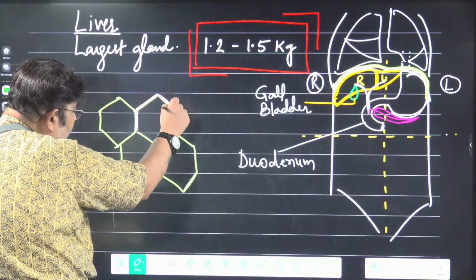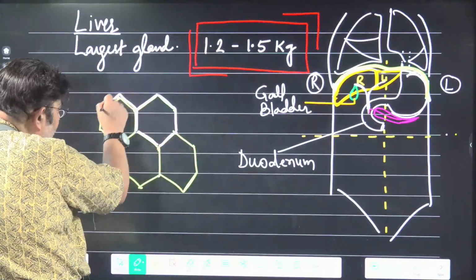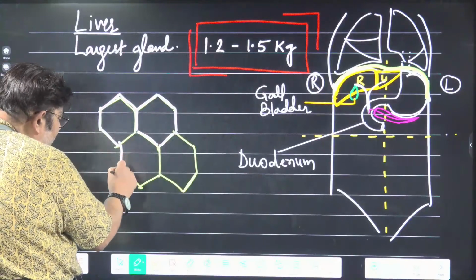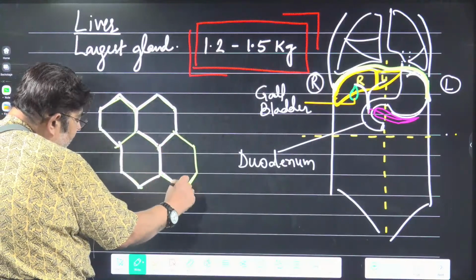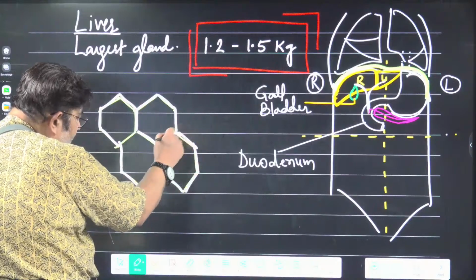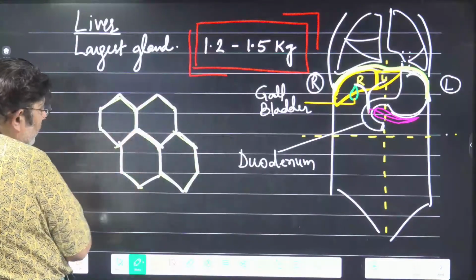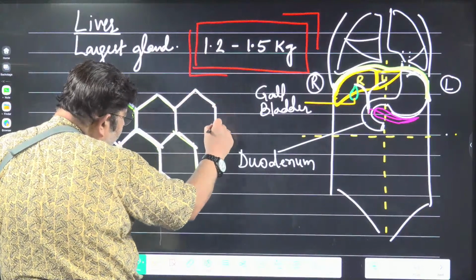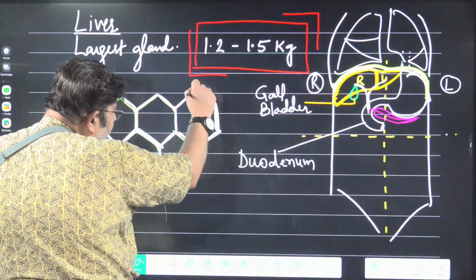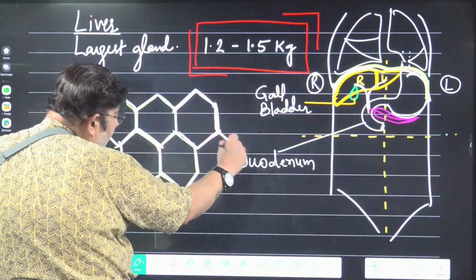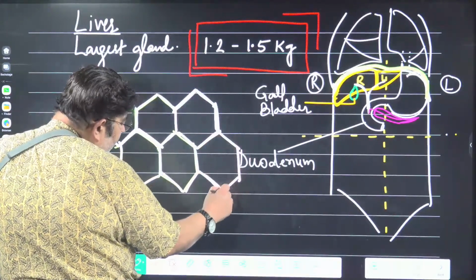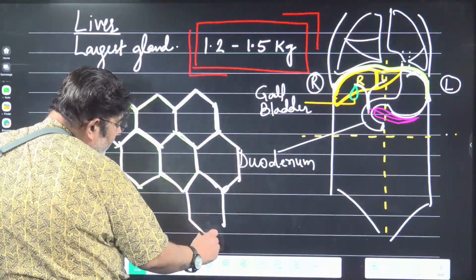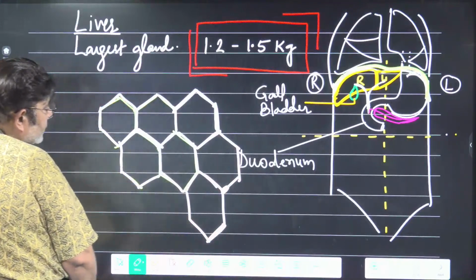And you know what this capsule is called? Glisson's capsule. Now, this is inside the liver lobe. What can we call them? We can call them hepatic lobules. These are the functional units of the liver, and they can be hexagonal to octagonal in shape.